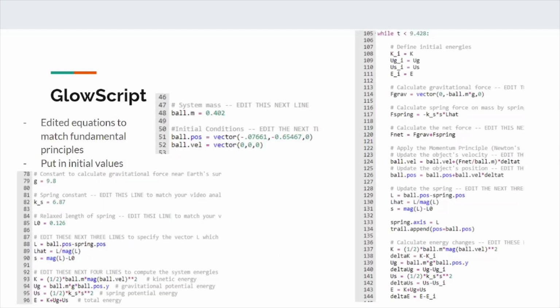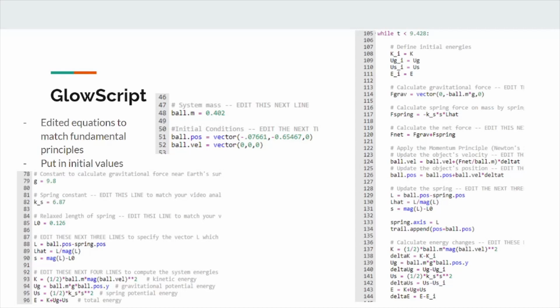In GlowScript, I changed the mass to be 0.402 kilograms and changed the initial position to be slightly off origin to match Tracker. I used the K and L naught that I calculated in the previous slide and inputted them into GlowScript as seen below. Once I had done this, I then changed L, L hat, and S so that they could match Hooke's law. The energy equations were also edited to match their definitions.